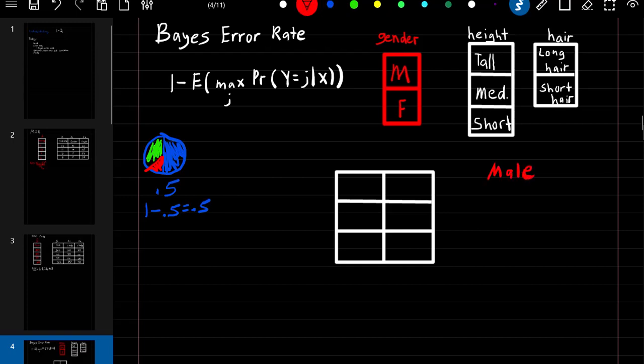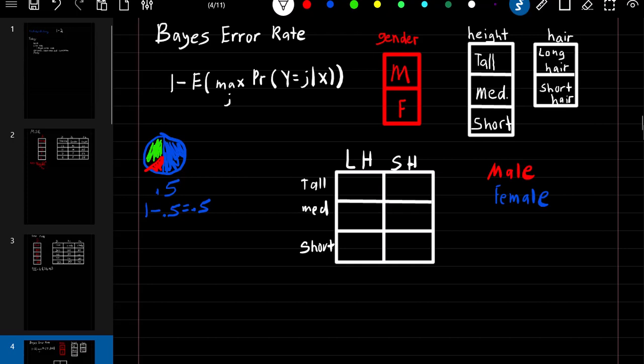So we're going to give the probabilities in male, and if it's not a male, then of course it's a female. So if we create a table of whether they have long hair or short hair, and whether they're tall, medium, or short for their height.